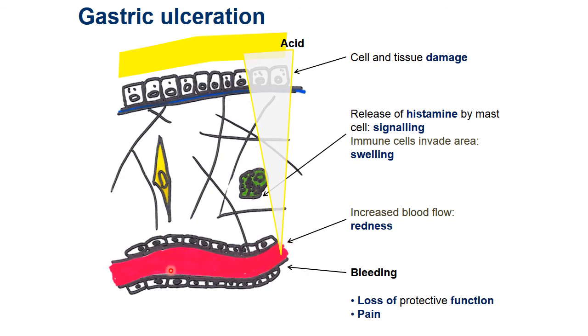When capillaries are directly damaged, bleeding can occur, and the tissue damage can also lead to pain signals that are sensed and released by nerve endings in this area.